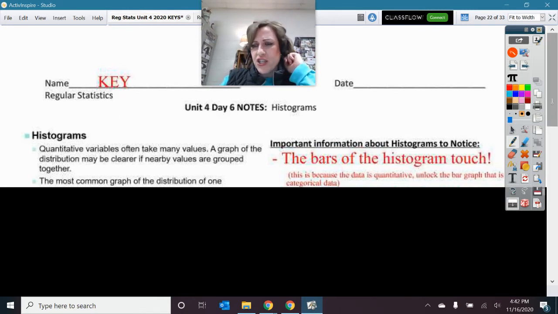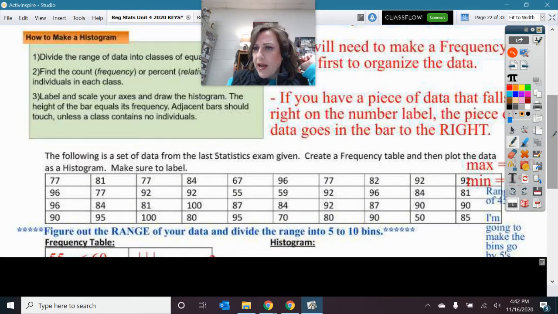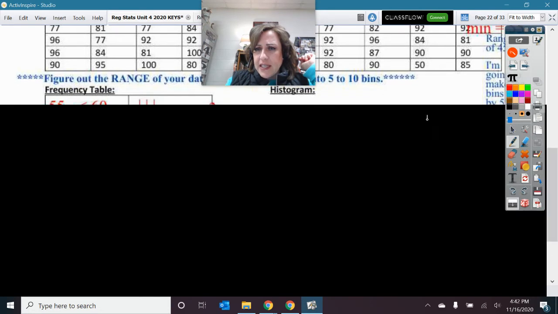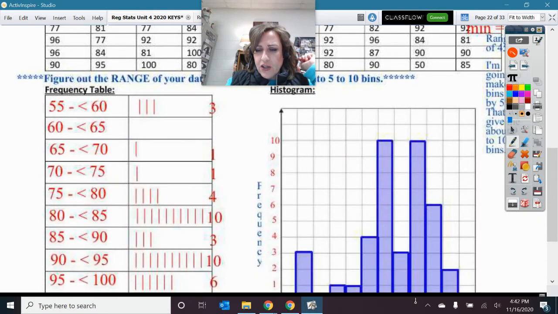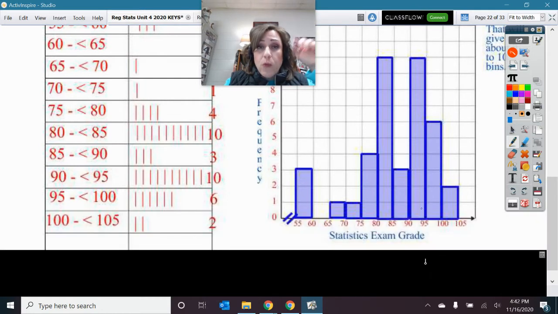Of course, maybe I should show you a quick histogram just so you have a visual of what I'm talking about. Here is an example of a histogram down here. So what you should notice is that the bars touch. Now from 60 to 65 there was a gap, but that's because there wasn't any data, okay? But those bars touch. That's important.